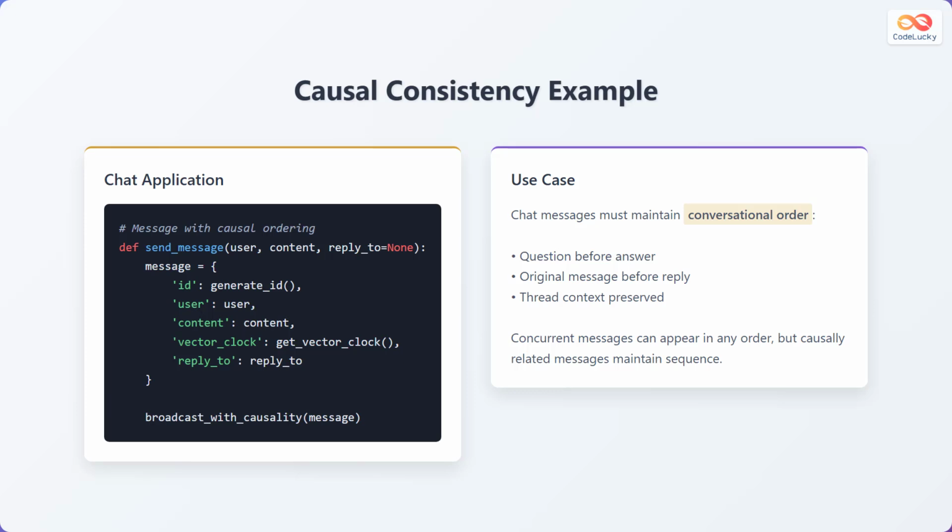Chat messages must maintain conversational order, such as question before answer, original message before reply, and thread context preserved. Concurrent messages can appear in any order, but causally related messages maintain sequence.